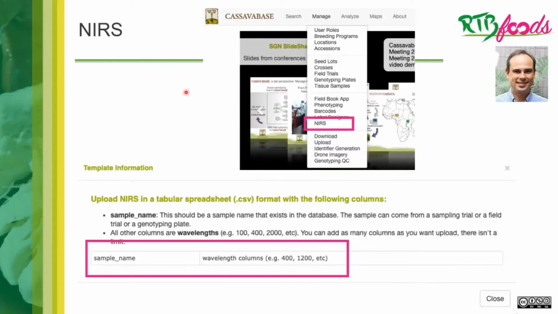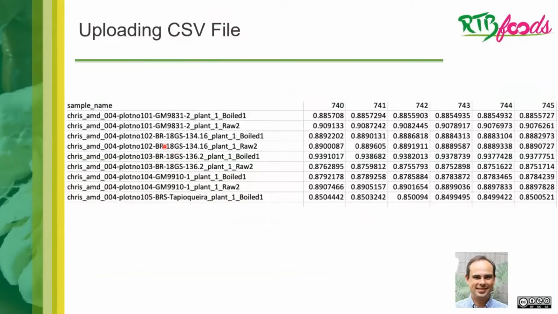And then to store NIRS data, you can go to Manage NIRS and find your template, and what you need is a tissue sample name or sample name here, and the wavelengths. I'm showing a file with tissue sample names and wavelengths and some spectrum data. The file must be in CSV format. That's very important.